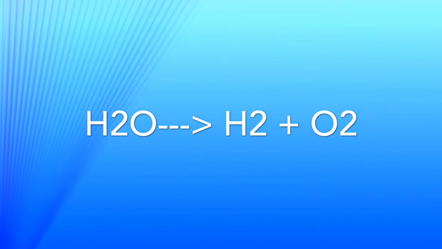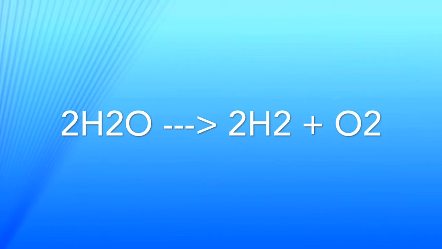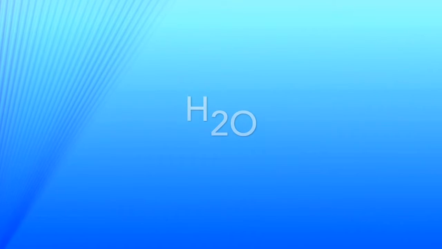So say you have H2O, and then on the other side you have H2 plus O2. You would have to balance those equations because there's only one oxygen on the left side and there's two on the right. You have to make those the same number of oxygens by putting coefficients in front of separate elements or combined elements. Say if you have like H2O, that's a combined element.